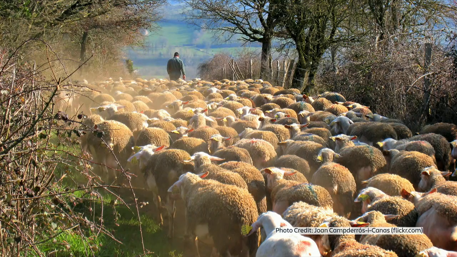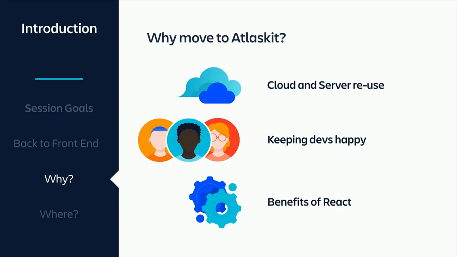So why are we moving to Atlaskit and React? Is it just because Atlassian says we should do it? As it turns out, there are plenty of other good reasons to make the move as well. So first of all, cloud and server reuse is one great reason. You can use the same code base as you may have heard Charles talk about earlier today. Next, you can keep your developers happy. So it's a lot easier to hire people when you're working with modern technology. In addition, you can get faster turnaround of features. And lastly, all the benefits of React itself.